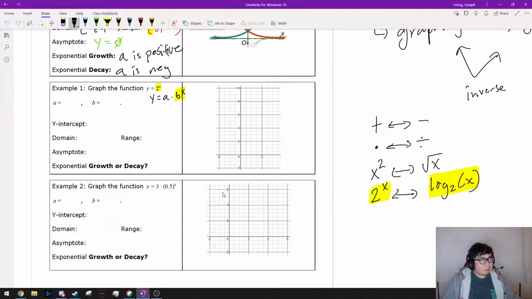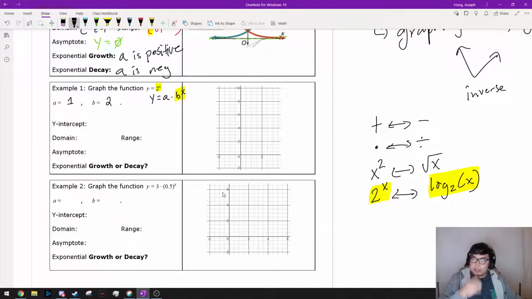In this problem, I don't see my a. So it has to be 1, because 1 times 2 to the power of x is still 2 to the power of x. And my b, that's just this 2 right here. So this is 2. So very simple.